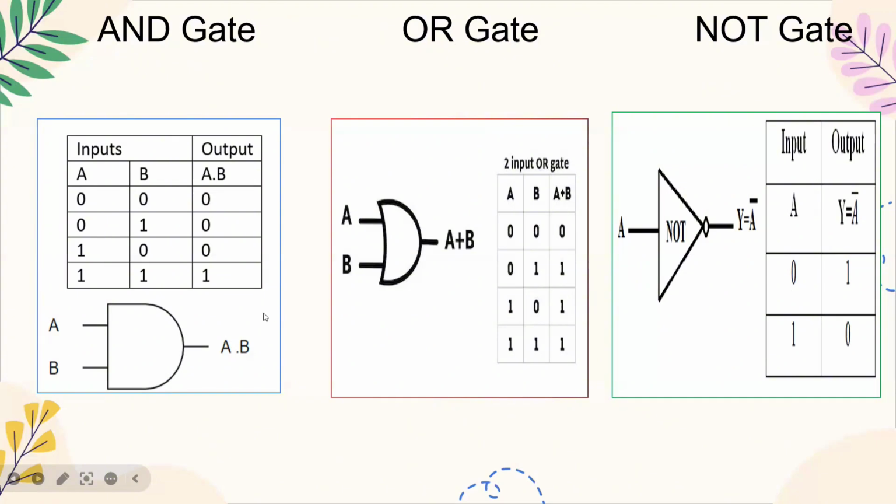So the AND gate performs logical multiplication. Only when both the inputs are 1 do we get the output 1. The second one is the OR gate. It performs the logical addition operation. When any one of the inputs is 1, we get the output 1. The third one is the logical inverter, which is the NOT gate.